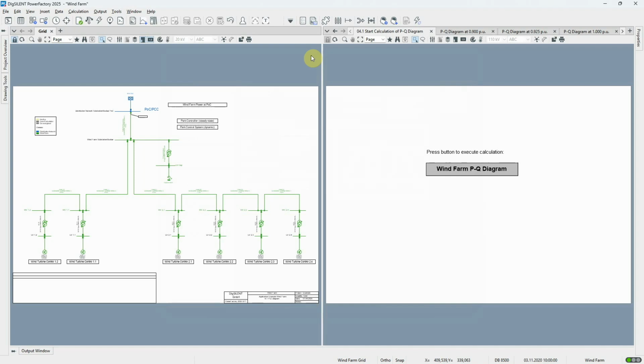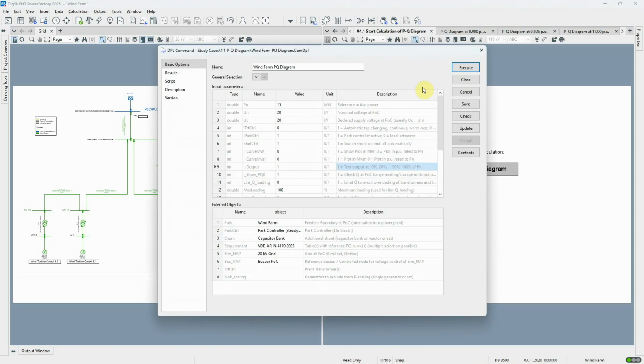The diagrams are generated by carrying out active power sweeps, which can include positive and negative active power ranges. 2 sweeps are executed, one with a minimum reactive power and one with maximum reactive power. Let's look at the script and understand some of the settings.